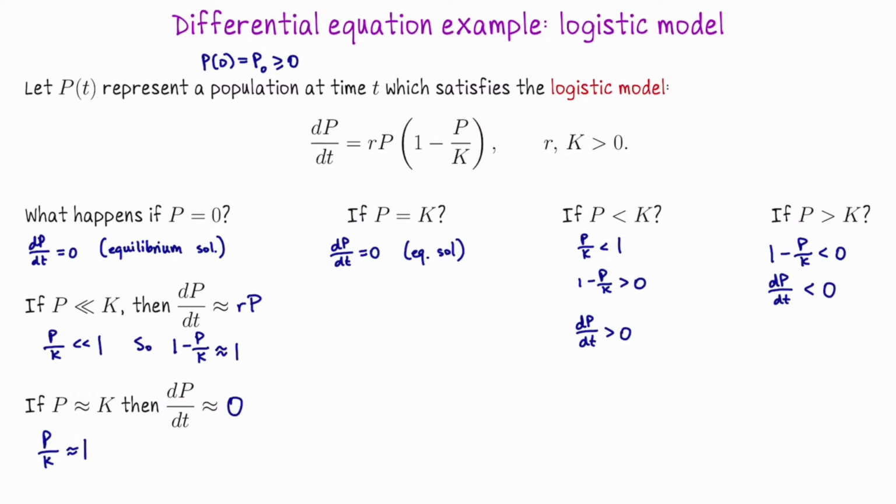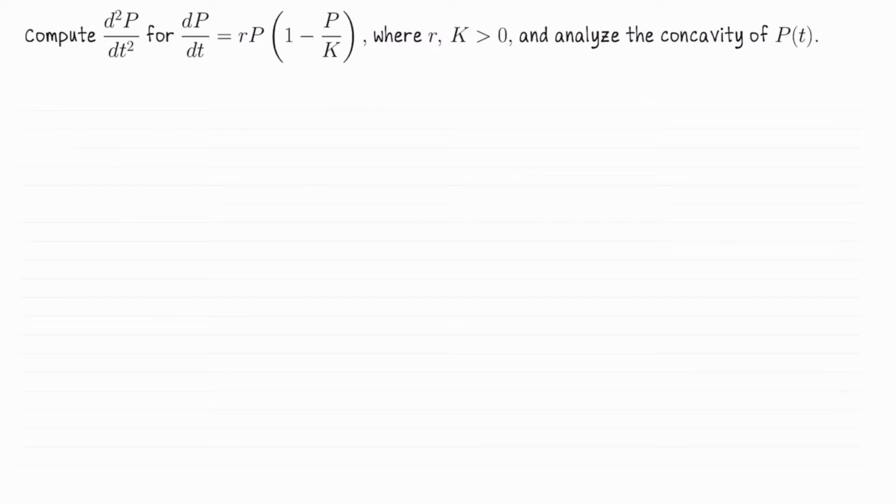We have one more piece of evidence to look at before we start visualizing what solutions to this differential equation are going to look like. And this is kind of neat. Let's compute the second derivative for this population. So I would like to compute p double prime of t, where p prime of t, or dp dt, is our given equation rp times the quantity 1 minus p over k.